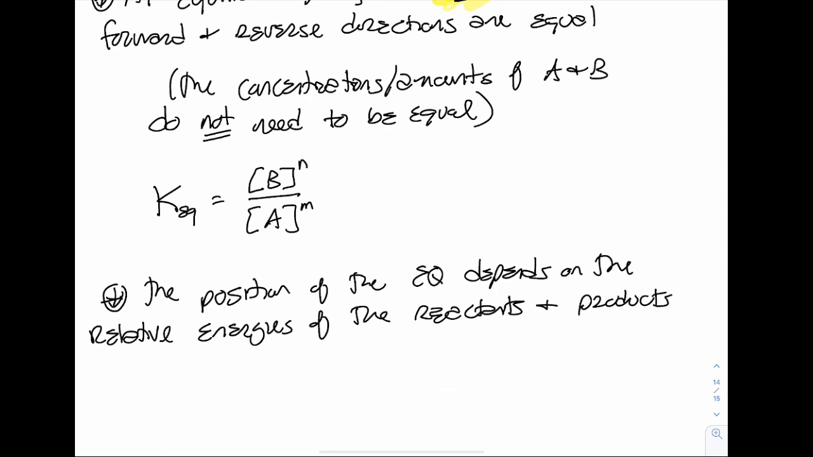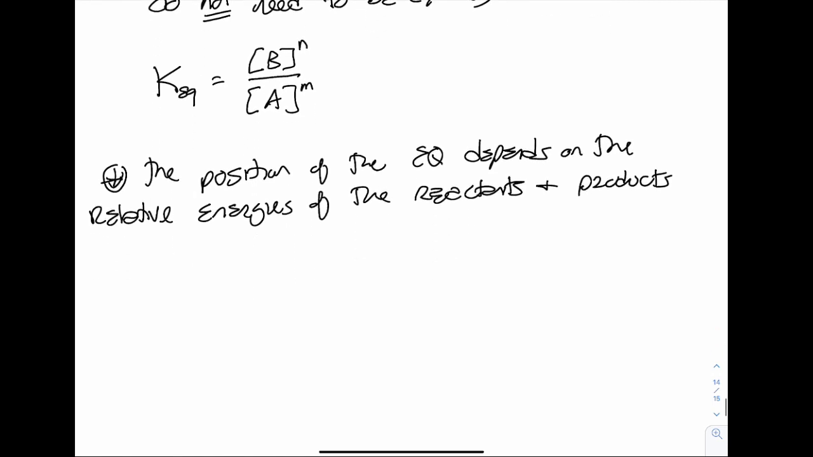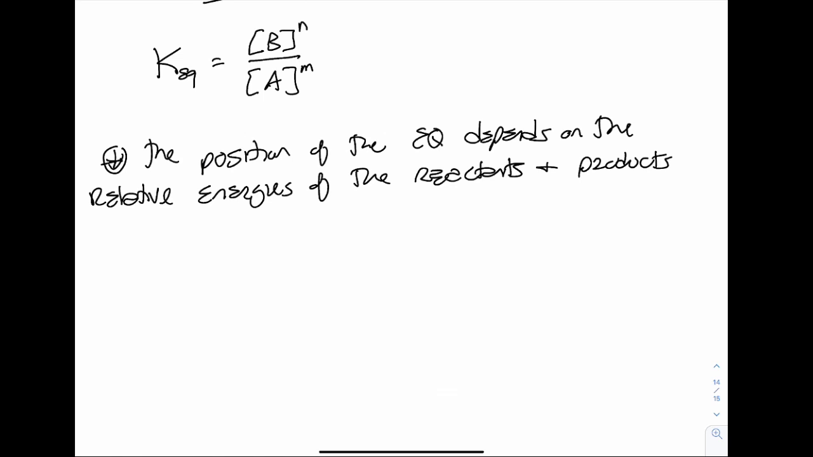So the position of the equilibrium depends on the relative energies of my reactants and products. So is my product higher in energy than my reactants or vice versa? And you did have an equation in 152 that related our free energy change to our equilibrium constant. So delta G was equal to a negative R, which was a gas constant, T, which is my temperature in Kelvin, times the natural log of my equilibrium constant.